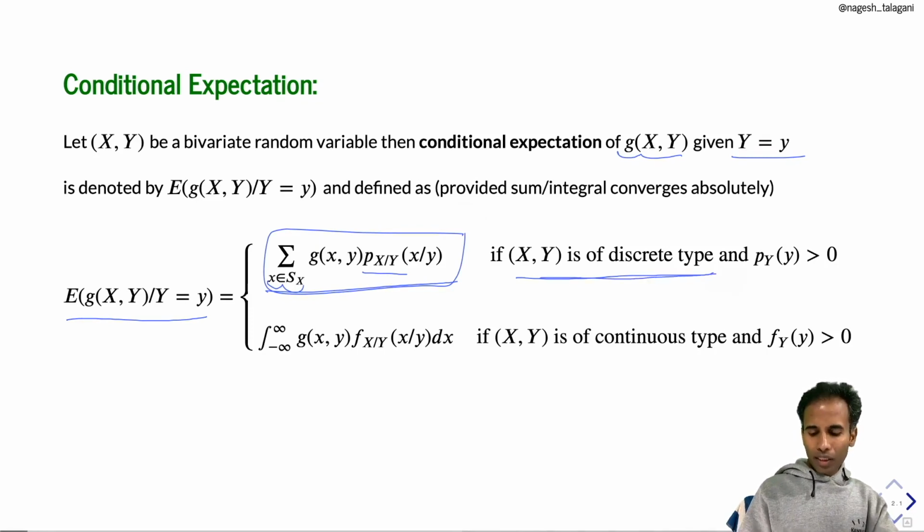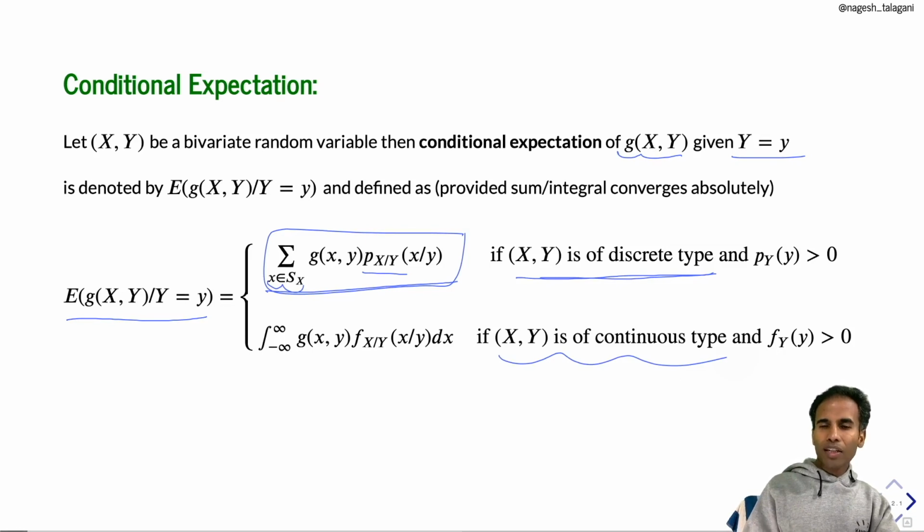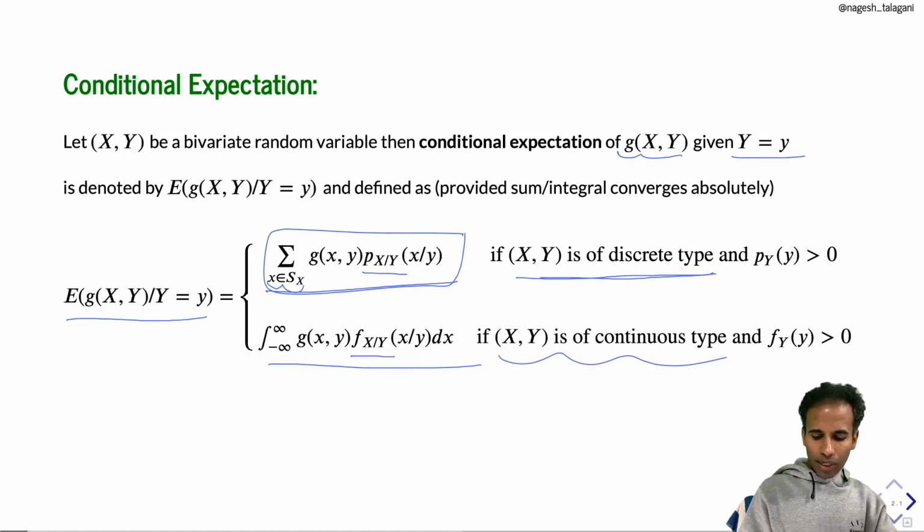Similarly, if (X,Y) is continuous type, the conditional expectation of g(X,Y) given Y is defined to be this integral: the integral of g(x,y) f_{X|Y}(x|y) dx. Here f_{X|Y} is the conditional PDF of X given Y. As y is fixed to the given y, this integral is a function of x only, so we are integrating with respect to x. This integral value will be in terms of the given y. So this is the conditional expectation of g(X,Y) given Y if (X,Y) is continuous type.